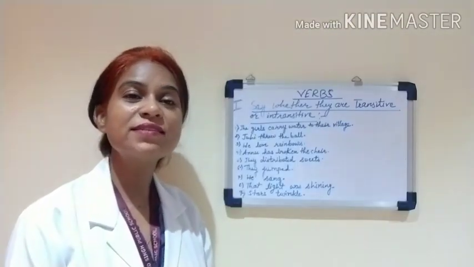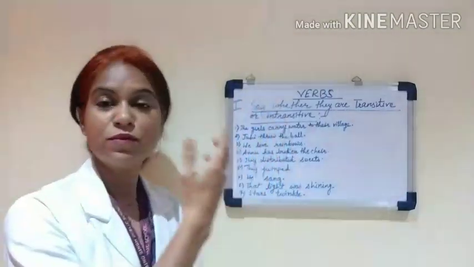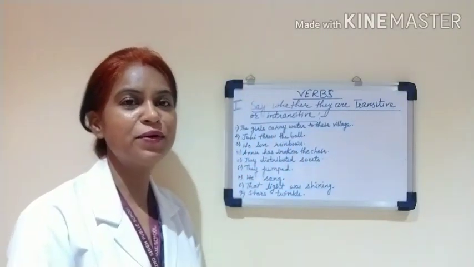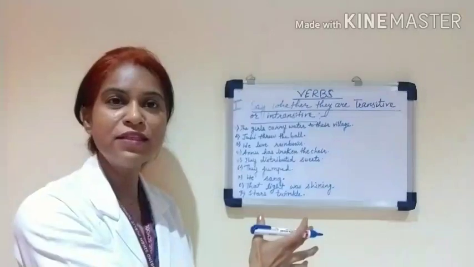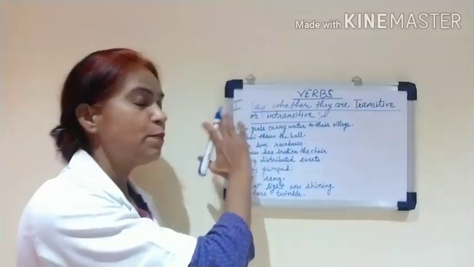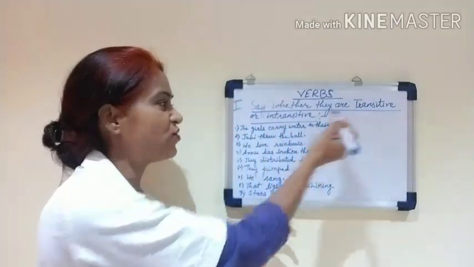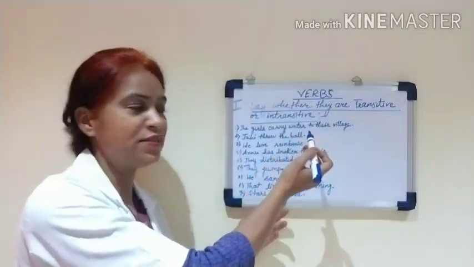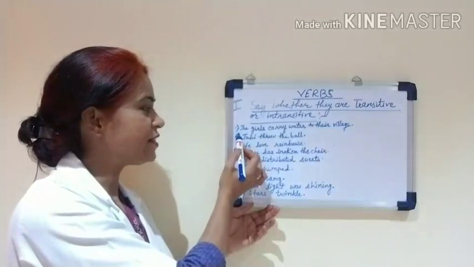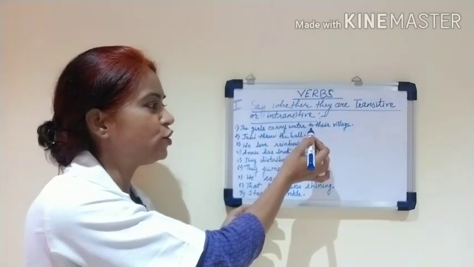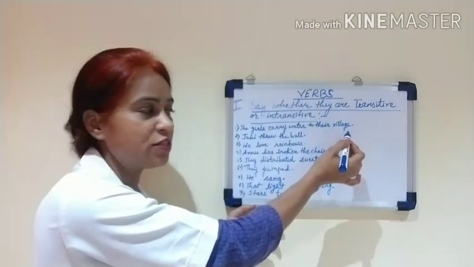Let's do some exercises. Is the verb transitive or intransitive? We will find out right now. Some examples I have written here. Pick out the verb first and say whether they are transitive or intransitive. Okay. First example, the girls carry water to their village.